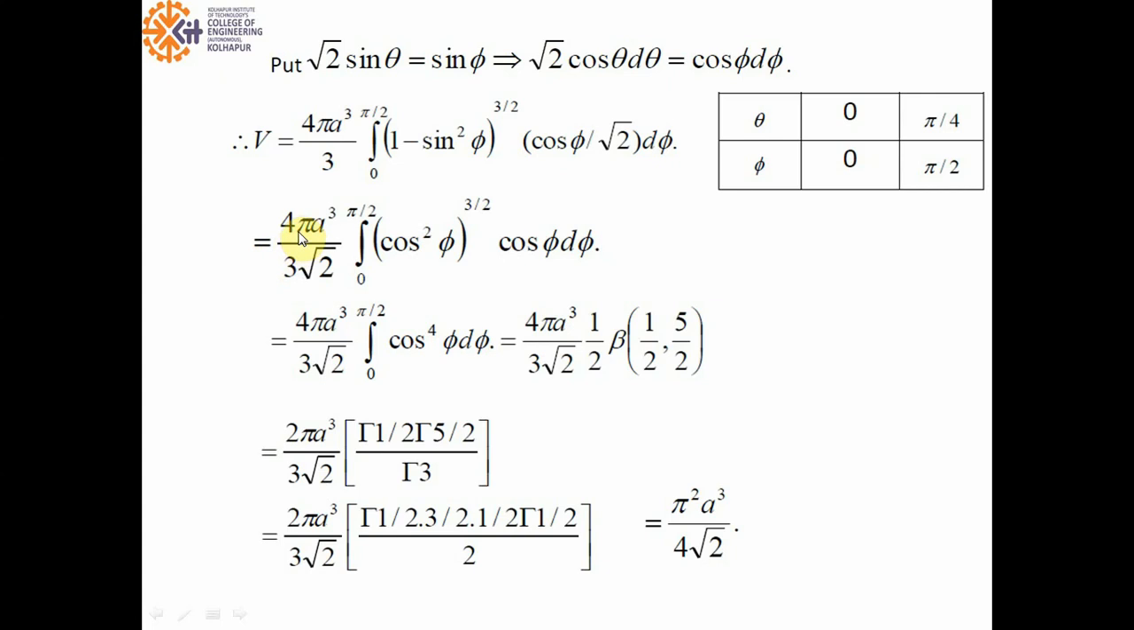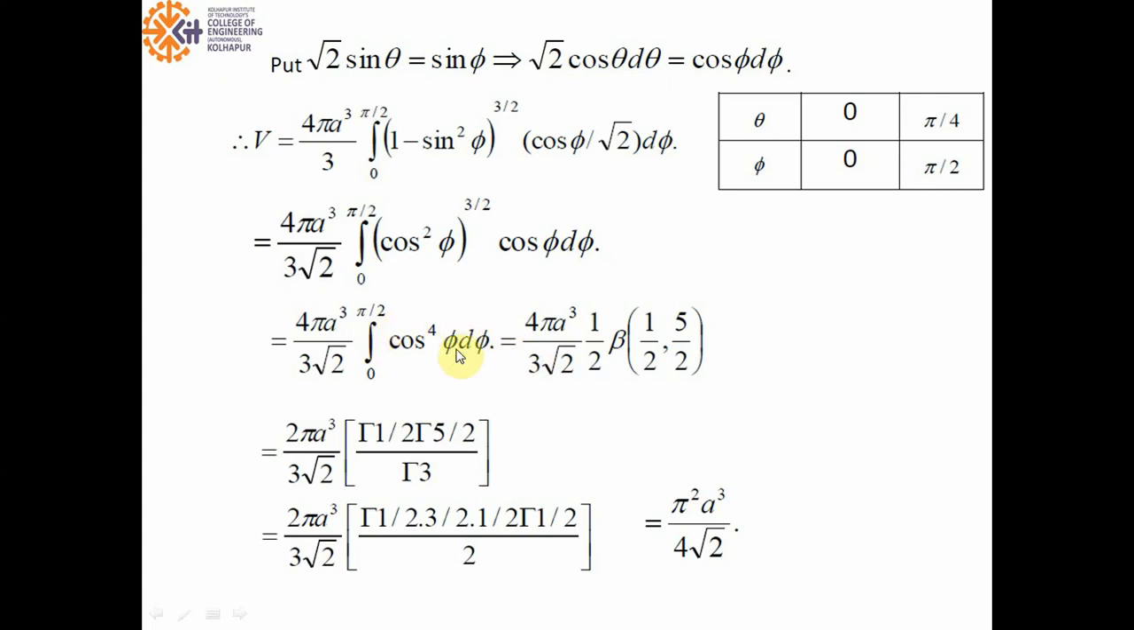So it is equal to 4 pi a cube upon 3 into under root 2, integration 0 to pi by 2. We know 1 minus sine square phi is equal to cos square phi, raised to 3 by 2, cos phi d phi. In the next step, it is equal to 4 pi a cube upon 3 root 2. Simplify the powers of cos phi. We get cos raised to 4 phi d phi.